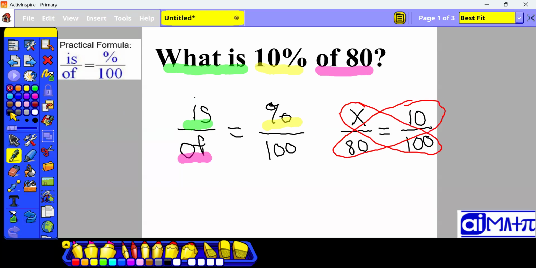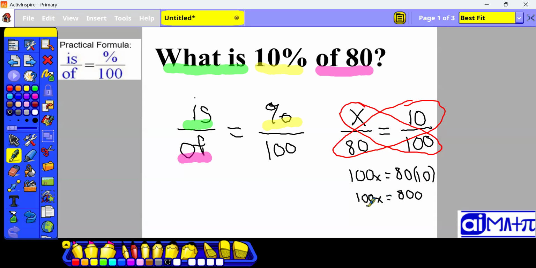The way that will look is 100 times x is equal to 80 times 10. 80 times 10 is 800. And that is equal to 100 times x.